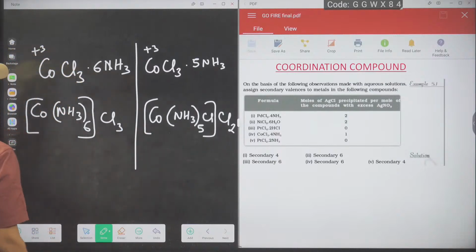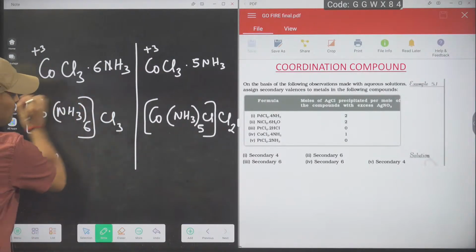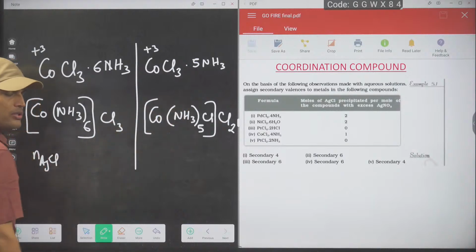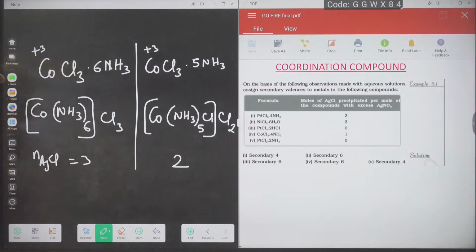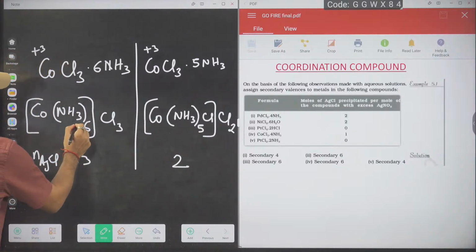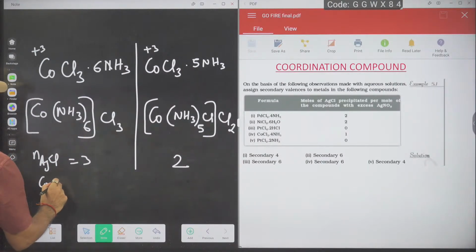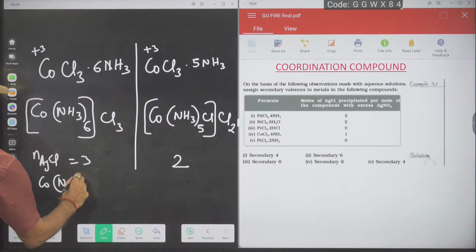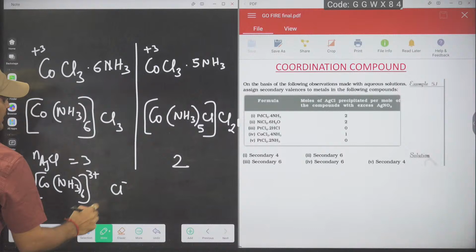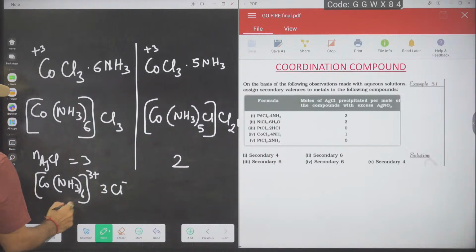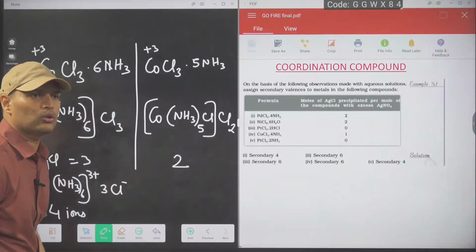Yes? Okay. Now, moles of AgCl precipitated. For 1 mole of this compound, 3 Cl are outside, so thrice. Here, how many Cl are outside? Twice. They will ask you the cation to anion ratio, like when you break this compound, which ions you will get? Co(NH3)6 3+, and you will get Cl minus 3 times. So in total how many ions are you getting? 4 ions.